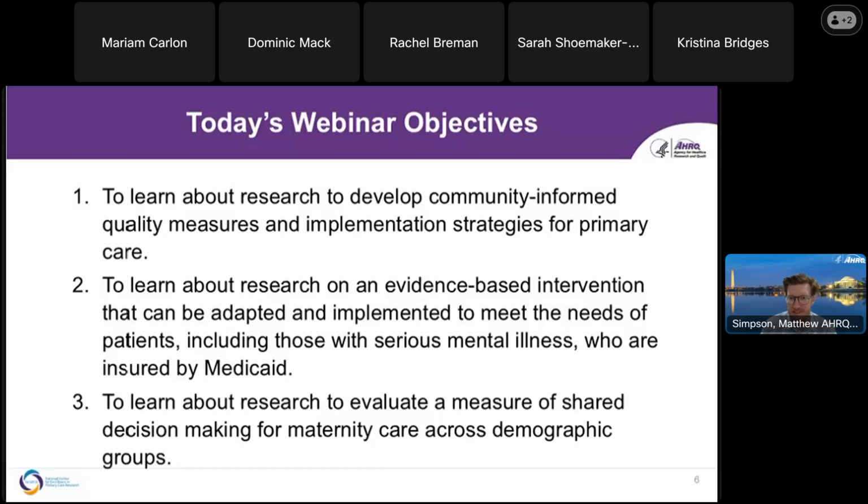With that, the objectives of the webinar are as follows. To learn about research to develop community-informed quality measures and implementation strategies for primary care. To learn about research on an evidence-based intervention that can be adapted and implemented to meet the needs of patients, including those with serious mental illness who are insured by Medicaid. And to learn about research to evaluate a measure of shared decision-making for maternity care across demographic groups.